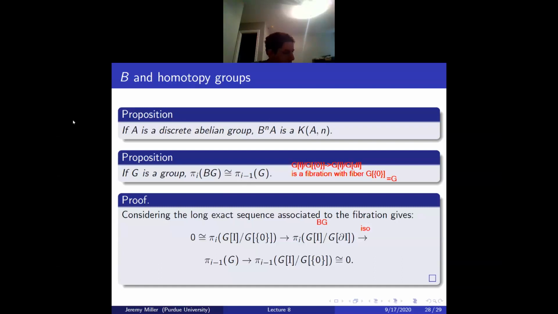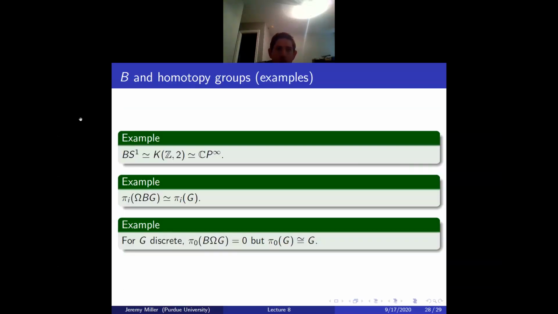Any questions? Okay, here are some examples. BS1: B shifts homotopy groups, and S1 is a K(Z,1), so B of it will be a K(Z,2). We know another model for K(Z,2) is CP infinity, and we're going to prove uniqueness of Eilenberg-MacLane spaces. So this tells us that BS1 is homotopy equivalent to CP infinity. Both of them are Eilenberg-MacLane spaces for Z in degree 2.